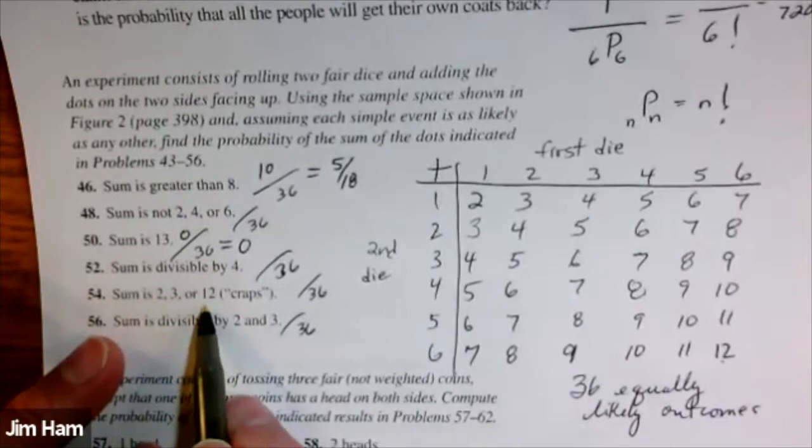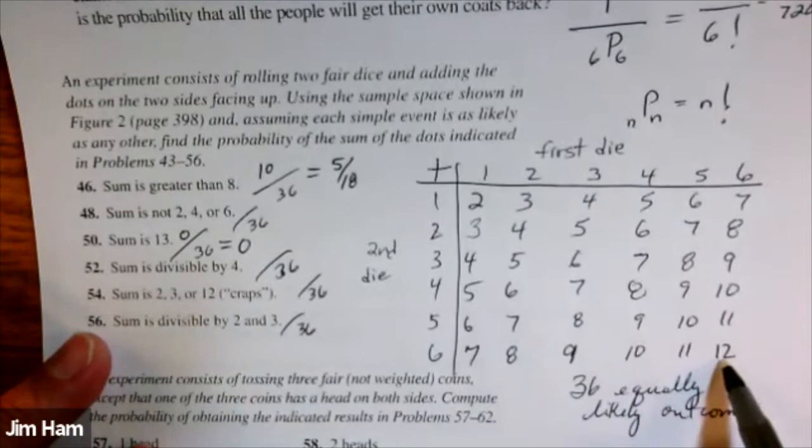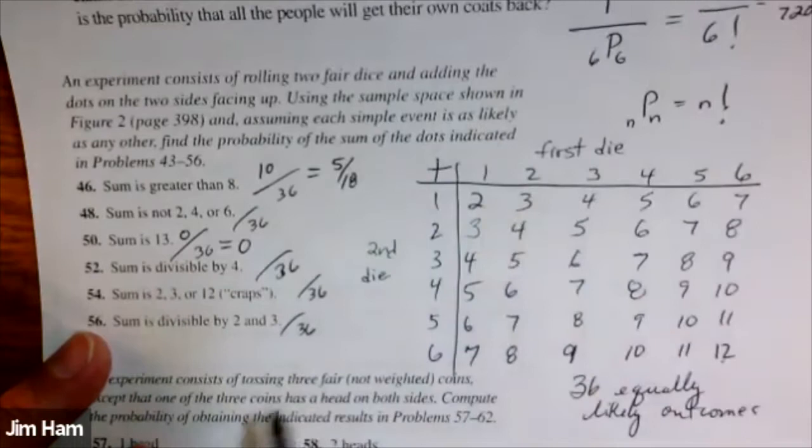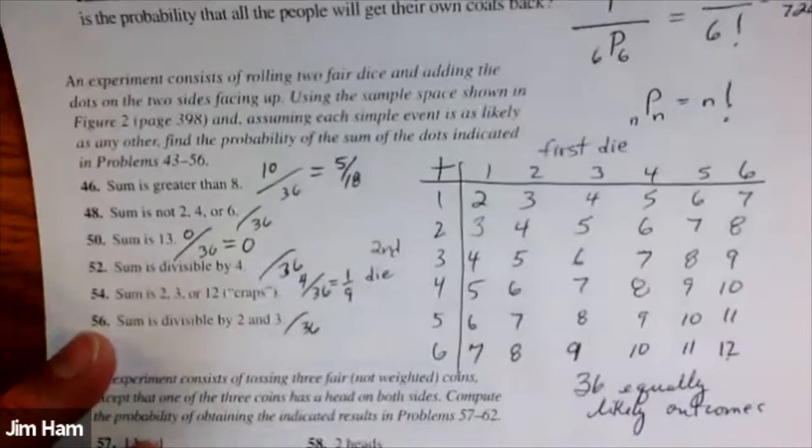And dice at the casino, if you're up and you roll a 2 or a 3 or a 12, everybody at the table hates you because they all lose their money. It's called craps. So we have a 12. There's one of them there. 1, 2, and 2 threes. So there are 4 outcomes that are either 2s, 3s, or 12s. So there's a 1 in 9 chance that you'll lose in craps. Get the idea?